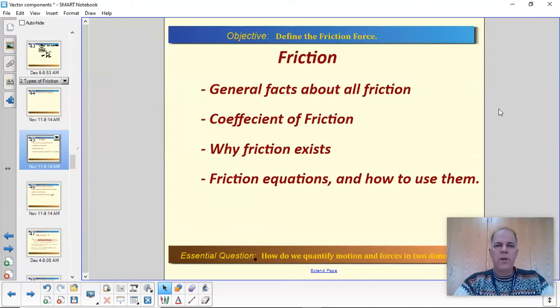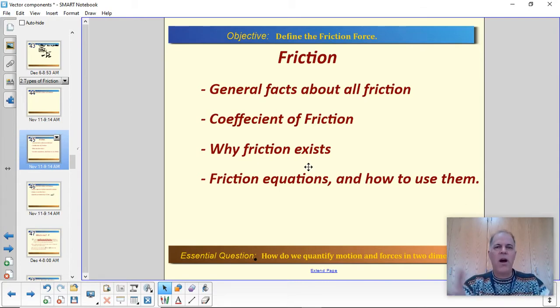Hey guys, today we're going to learn about friction. So we're going to look at general facts about all friction, get an idea of what it is. Then we'll talk about a thing called the coefficient of friction, which will help us do the math. Also, we're going to look deeply at why friction exists.